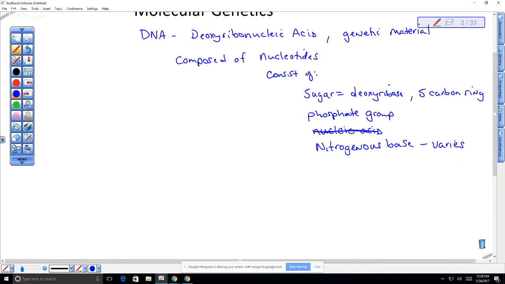Okay. And so they are sometimes described as the A, T, C, and G. So A is short for adenine. T is short for thymine. C is short for cytosine. And G is short for guanine.